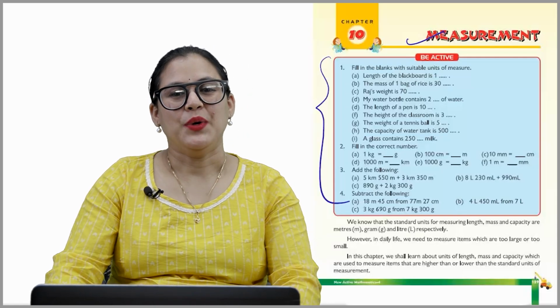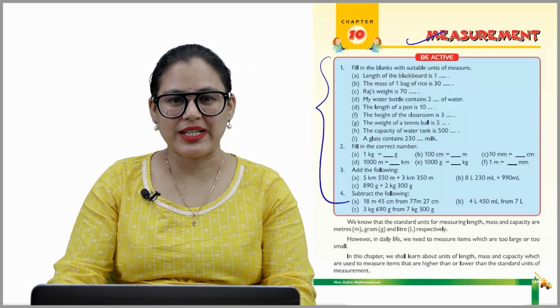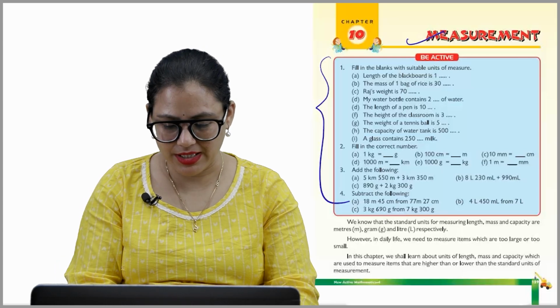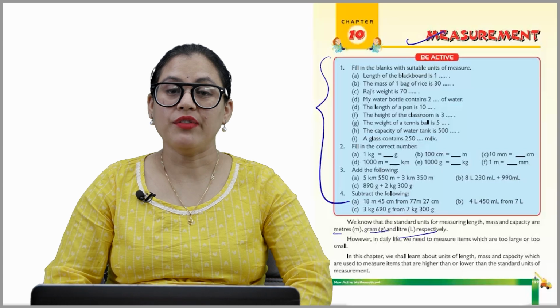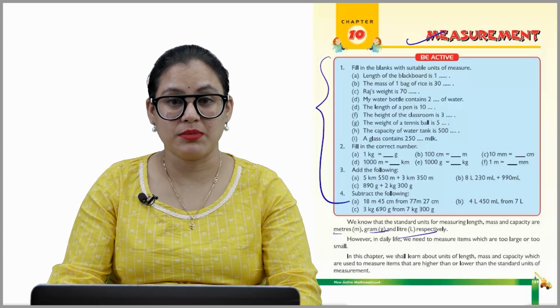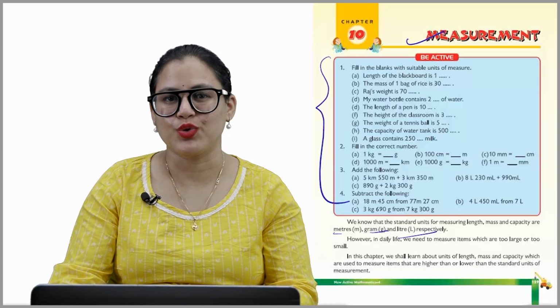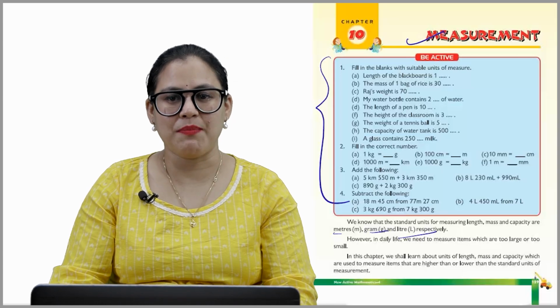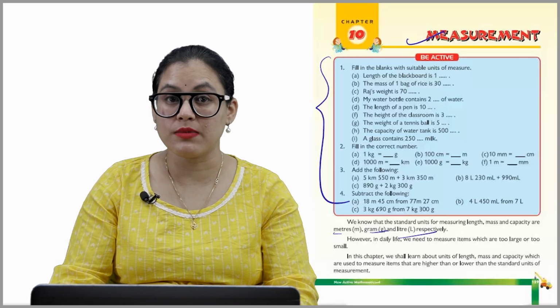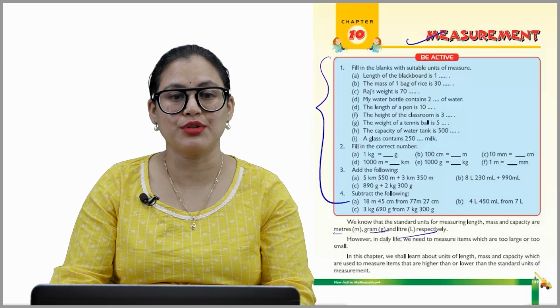We know that the standard units for measuring length, mass and capacity are meters, gram and liter respectively. However, in daily life we need to measure items which are too large or too small. In this chapter we shall learn about units of length, mass and capacity which are used to measure items that are higher than or lower than the standard units of measurement.